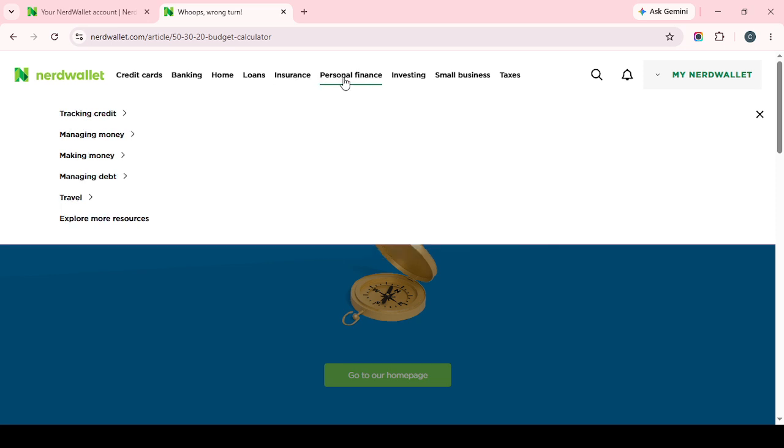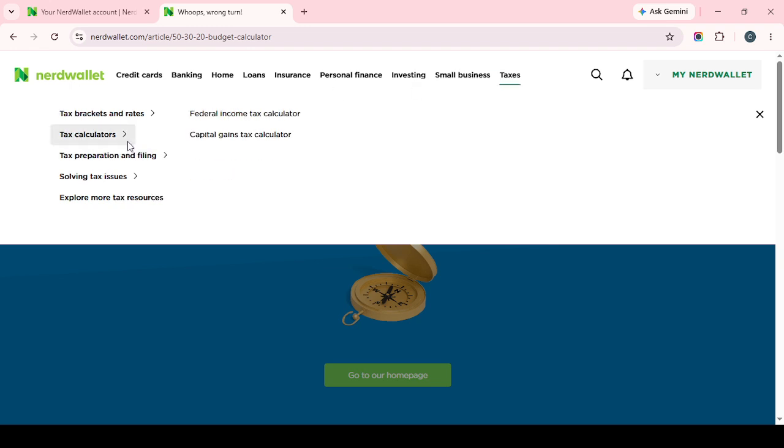The needs category represents 50% of your monthly take-home income. This typically includes essential expenses such as housing, utilities, groceries, transportation, insurance, and other bills you must pay regularly. This section gives you a quick estimate of how much of your income should ideally be reserved for necessities.